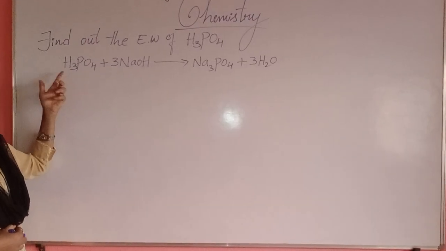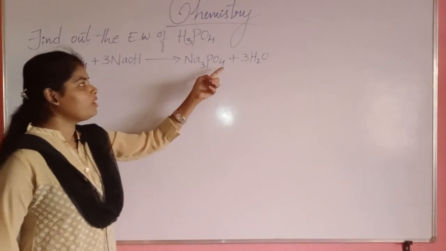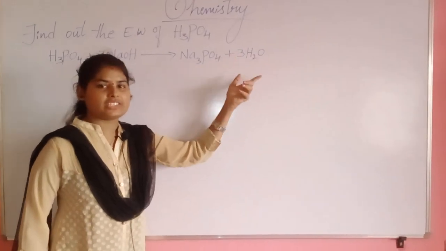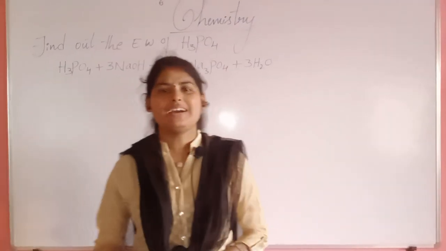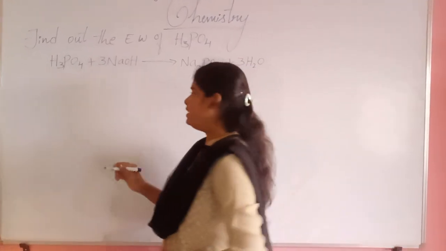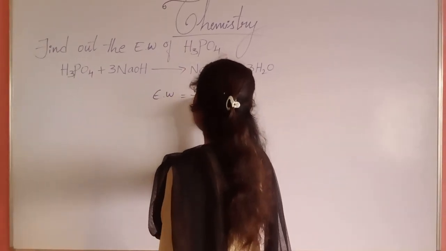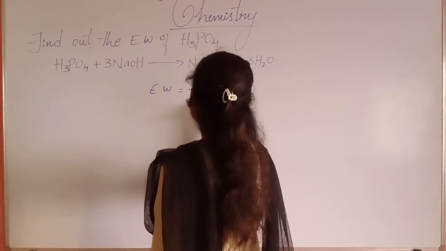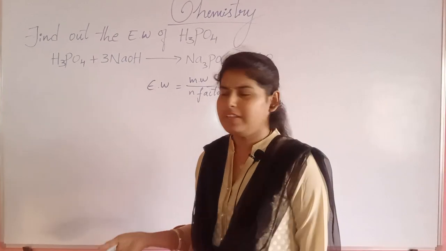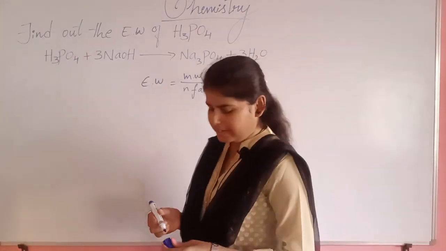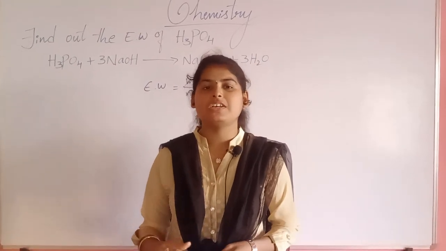We have the equation H3PO4 plus 3NaOH gives Na3PO4 plus 3H2O. In this reaction, let us see how to find the equivalent weight. We already know the formula: equivalent weight equals molecular weight divided by N factor. The molecular weight can be found using the periodic table, and the N factor is the number of hydrogen ions or OH minus ions that can be replaced within the reaction.